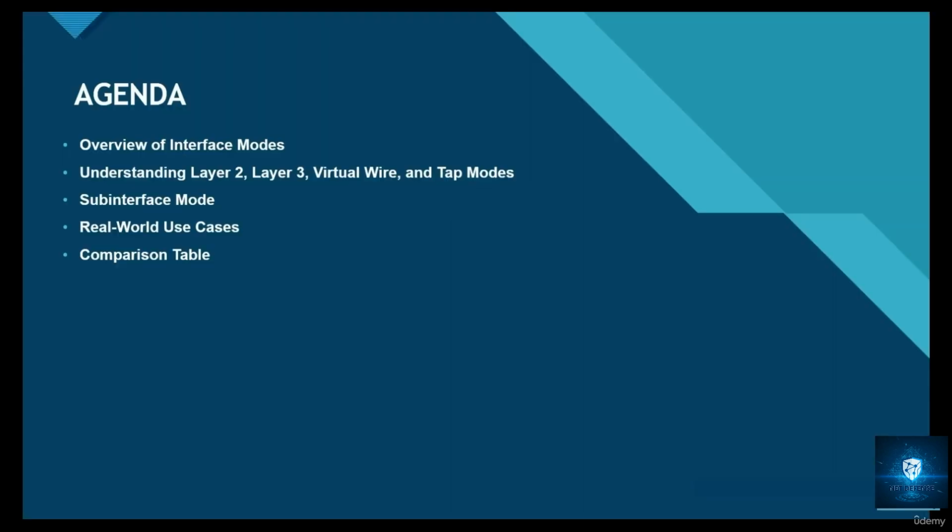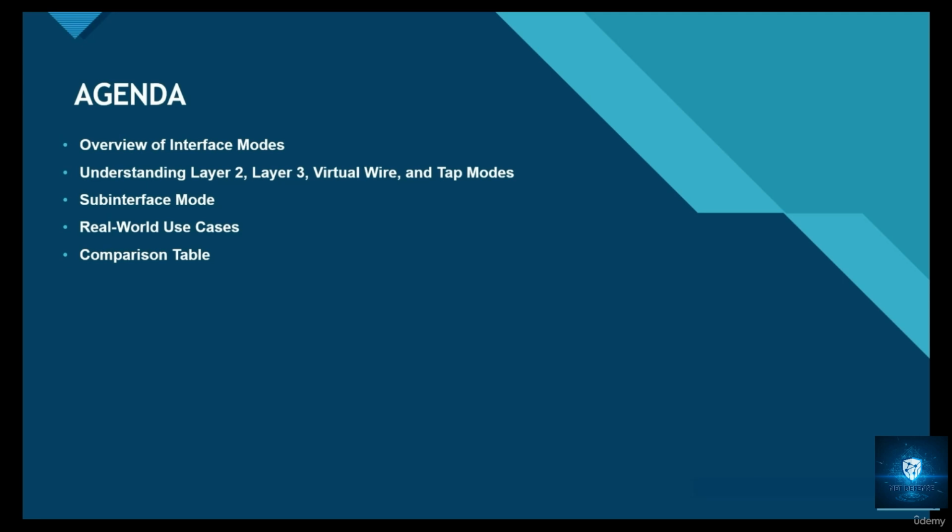Okay, before diving into each mode, let's first understand what interface modes are. Interface modes define how the firewall interacts with traffic. Choosing the right mode is crucial for proper network deployment and security. Think of it like this: a firewall is like a traffic controller, and it can either route, which means direct the traffic, or bridge, which means connect the networks, or just monitor, which is just observe the traffic. The interface mode determines how it does this job, which is very crucial.